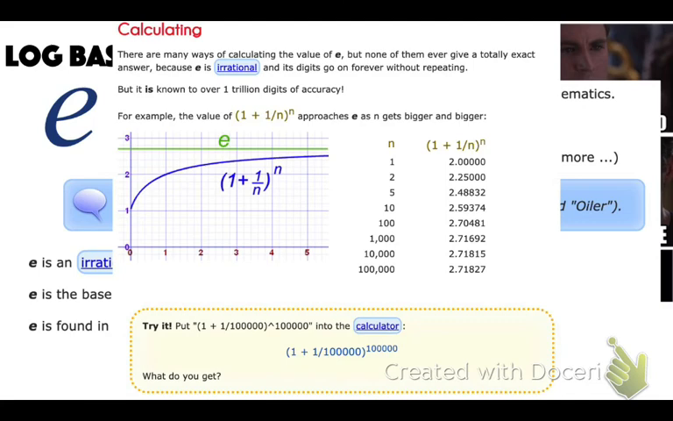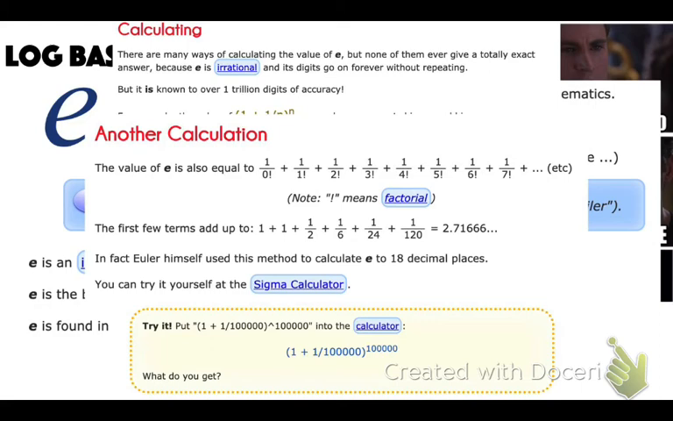Calculating e: if you do 1 plus 1 over n to the nth power, and take the limit as n goes to infinity, you'll end up getting e, which is kind of cool. Another calculation is the sum of 1 over n factorial, starting with 1 plus 1 over 1 factorial and so on. If you want to know more about factorial, I can talk to you about it. But that also gives us e, which is cool because it's a weird thing that will give us this number.